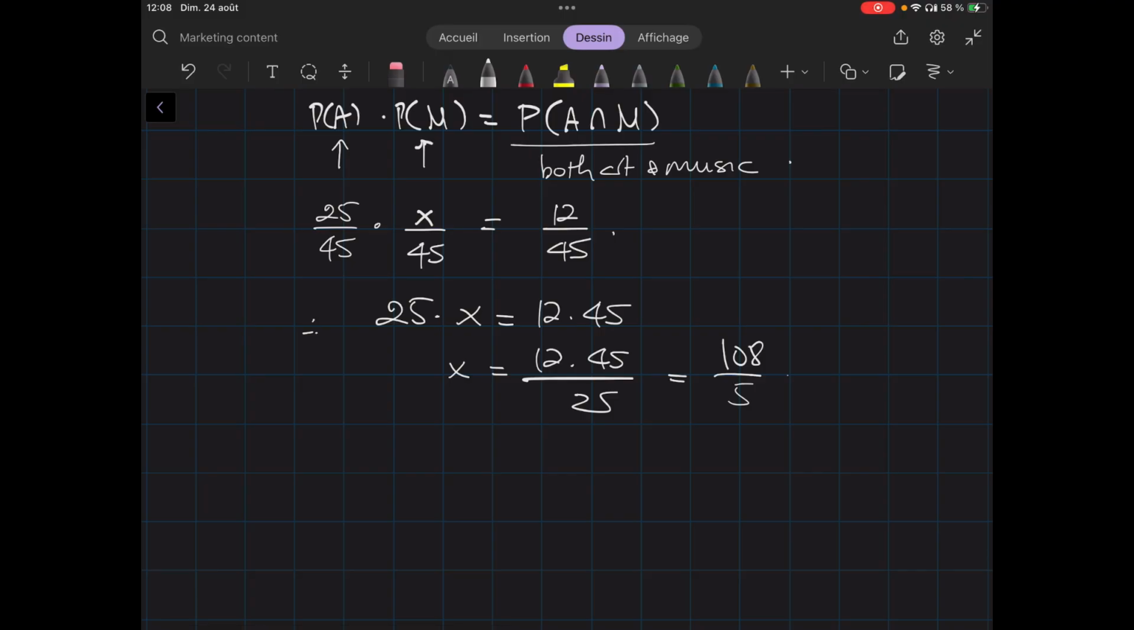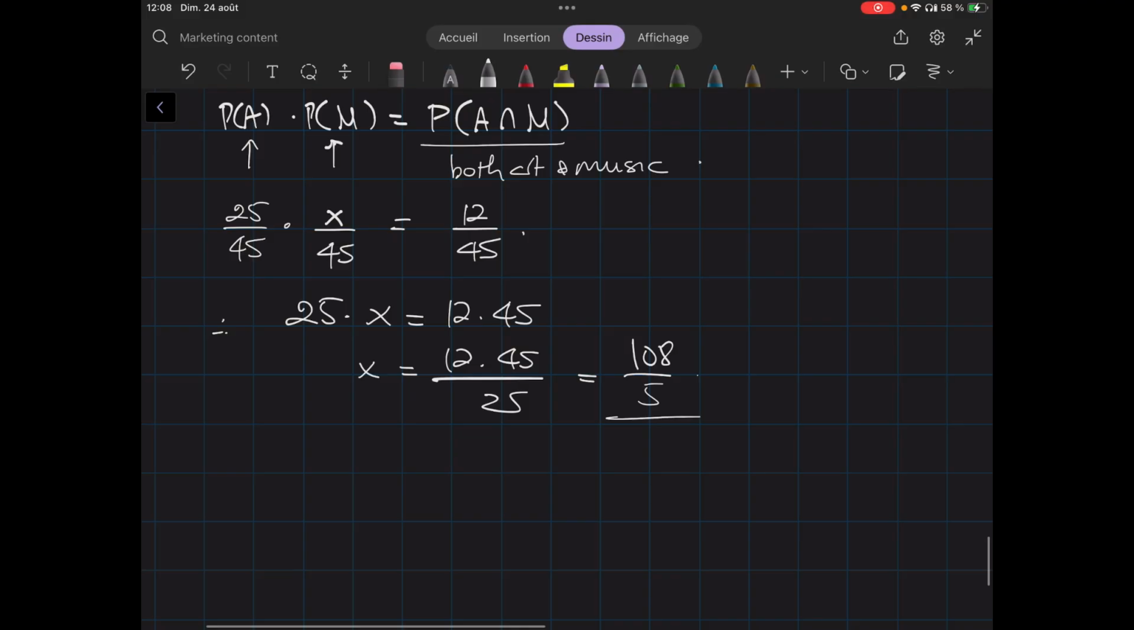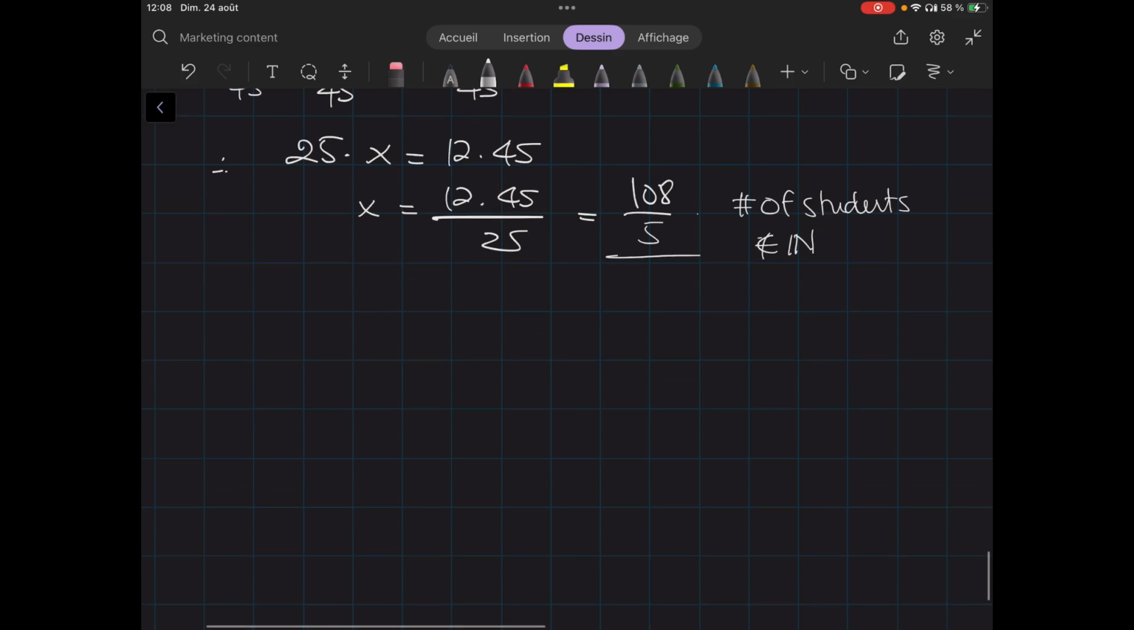However, we cannot have this number of students. This is not a whole number. Therefore, it is literally impossible for A and M to be independent. And this is the end of section A.